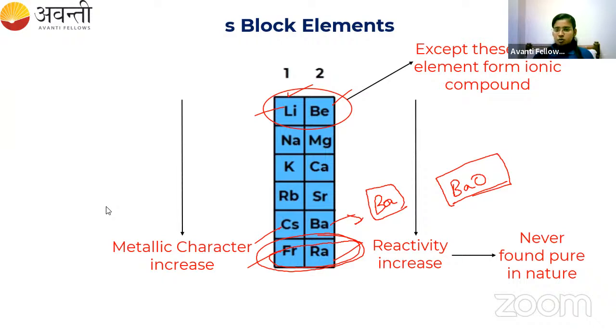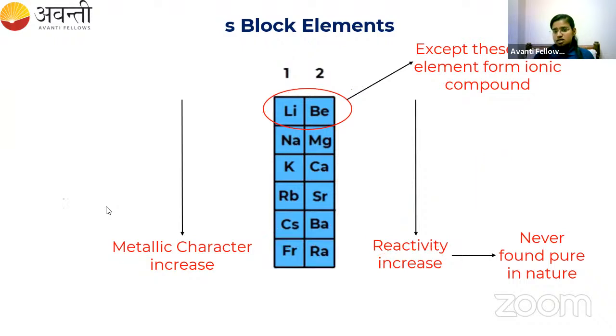So this is all about the s block. What are the points? Group 1 is called alkali metals, group 2 is called alkaline earth metals. The general electronic configuration is ns1 for group 1 and ns2 for group 2. The first member is different from the others, meaning the first will form covalent compounds, the others will form ionic compounds. The fourth point is that metallic nature increases. The fifth point is that reactivity increases. Got it? So this is all about the s block elements. Then from p block elements onwards, we will discuss in the next class.